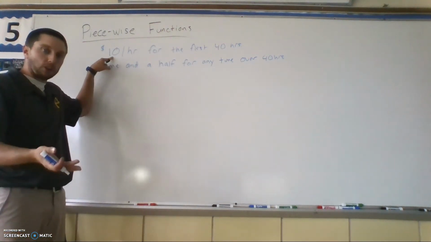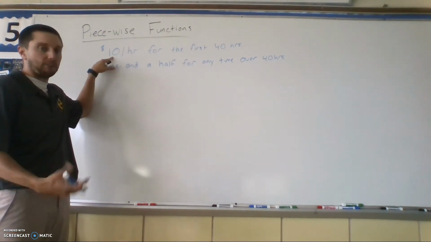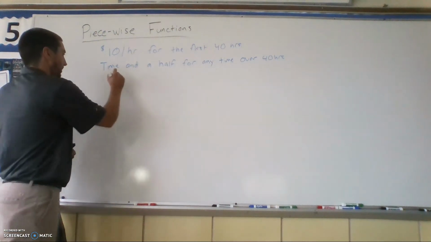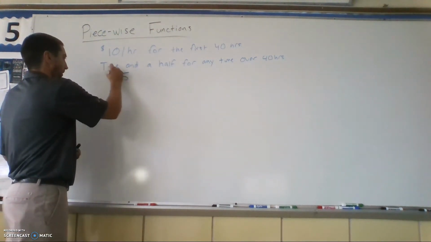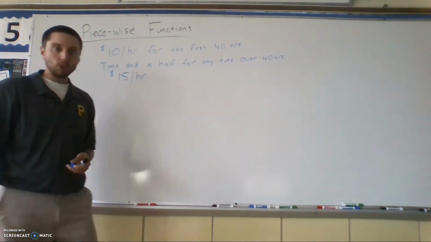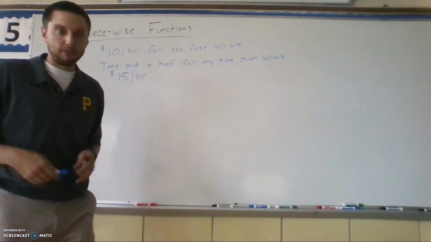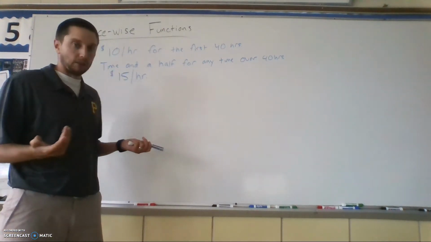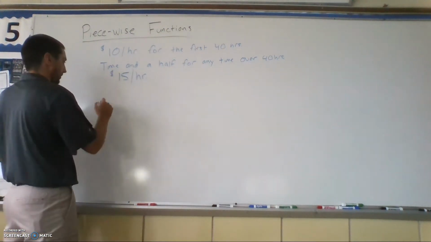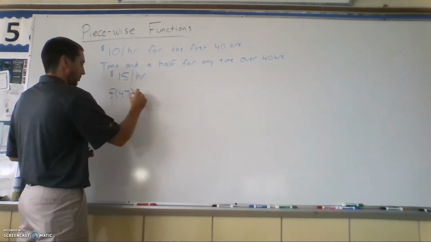Okay? So what's time and a half mean? Time and a half means you make your $10 an hour, but you make an additional half of that. So half of that would be 5. So you make 10 plus 5, so your overtime pay is $15 per hour. Okay? So you want to know how much you're going to make. What am I going to make if I work, I don't know, how many hours do you want to work this week? Let's say 47. So let's find f of 47.